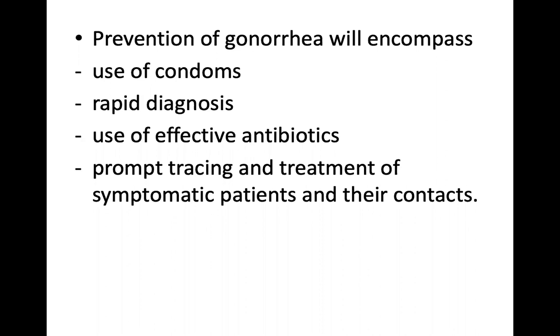But when you have a patient and you have access to a microbiology lab facility, please get that AST profile report for that particular pathogen. So prevention of gonorrhea using barrier methods like condoms, of course, rapid diagnosis to treat the patient as well as their contacts, use of effective antibiotics based on the AST profile from the lab, prompt tracing and treatment of symptomatic patients and their contacts.